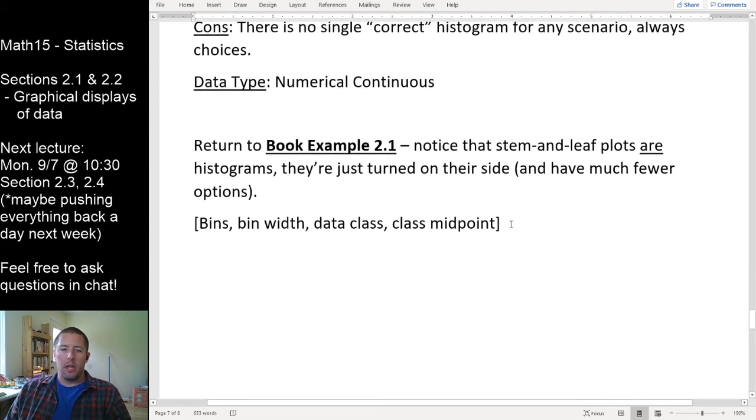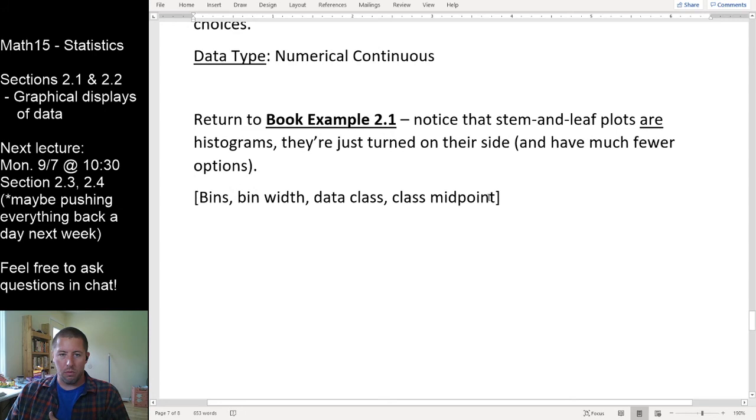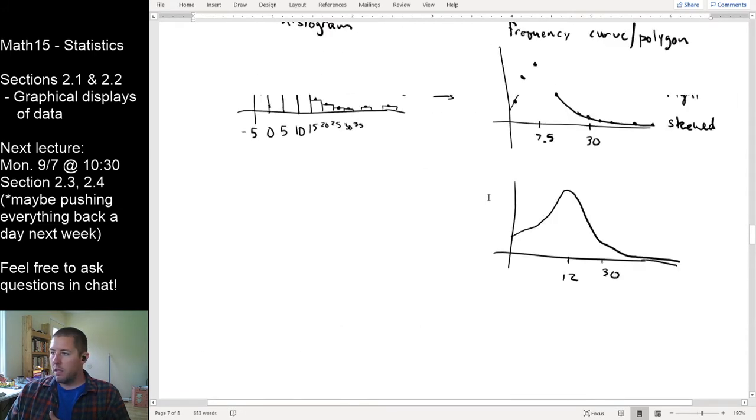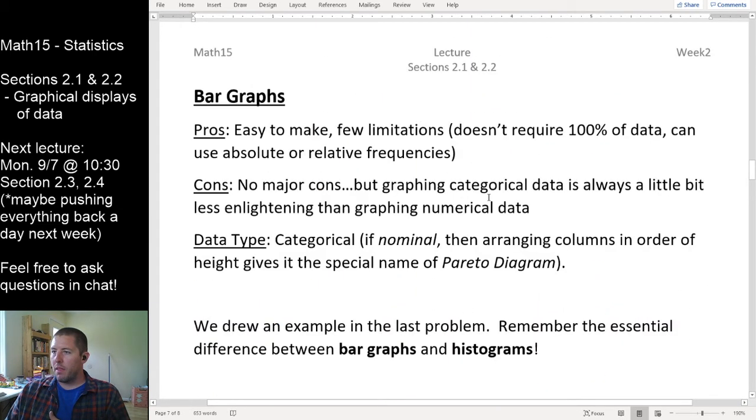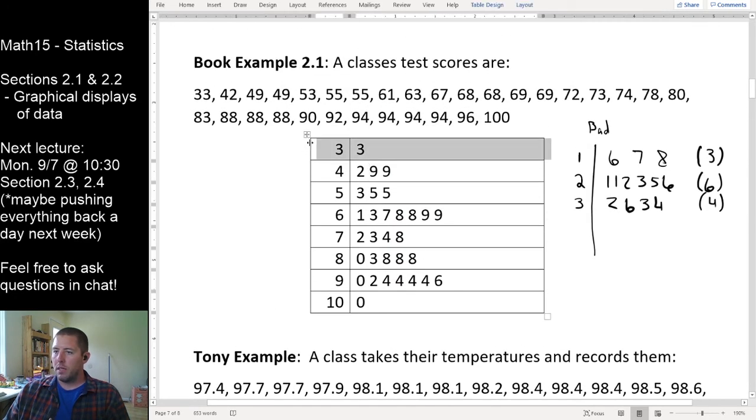The first thing that we want to look at is just recognizing that stem and leaf plots are the same thing as histograms. They're just turned on their side with fewer options. With stem and leaf plots, you don't get the choice of how wide each of your categories are. It's always got to be that grouping of powers of 10. Whereas with histograms, we have any options available to us. So let me re-grab the 2.1 example that we did, and let's just rewrite this as a histogram. So here's the table. Let me just get this whole table.